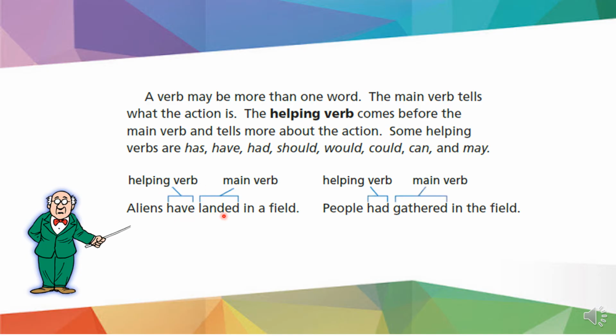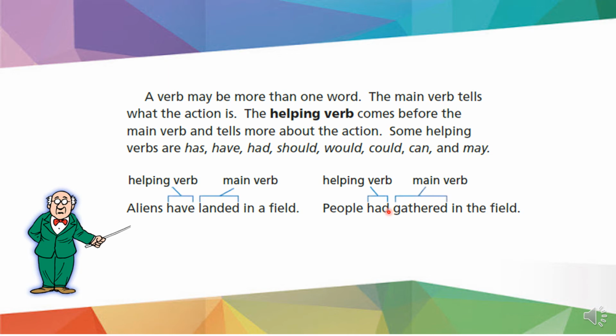And we would be discussing more about how tenses change because of helping verbs in future lessons. Okay, so now you have the second example. People had gathered in the field. Okay, so your main verb or the action itself would be gathered, and your helping verb would be had.